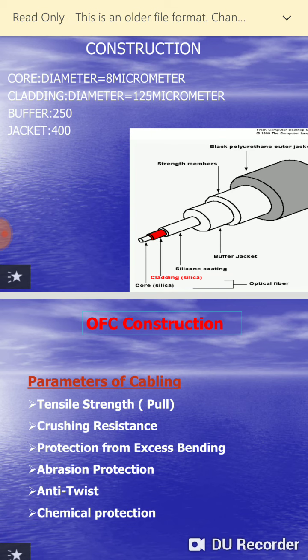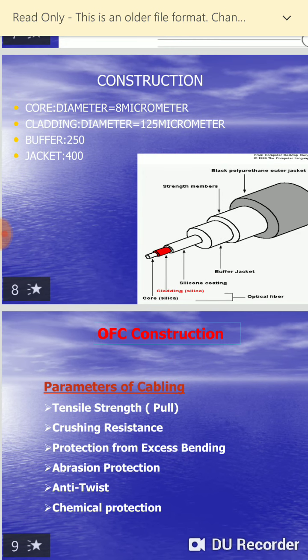Whatever material we are going to use for the coating structure, that material should have the following parameters. We can say that the following parameters related to cable are considered when we are going to select the particular material. So the first property is tensile strength. Tensile strength of the material should be good. Then crushing resistance should be proper.